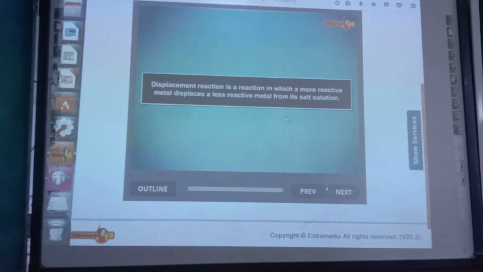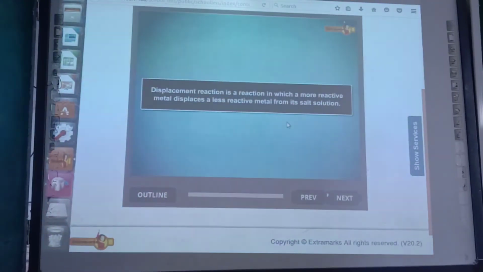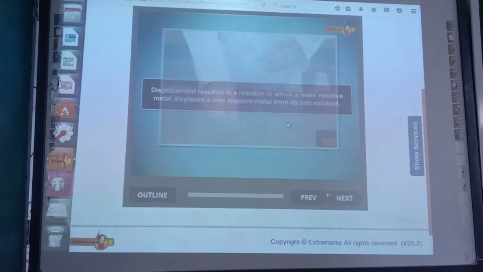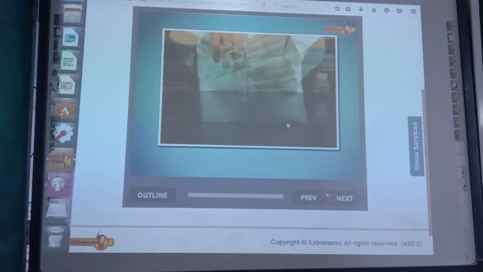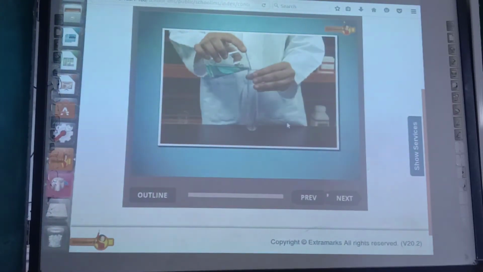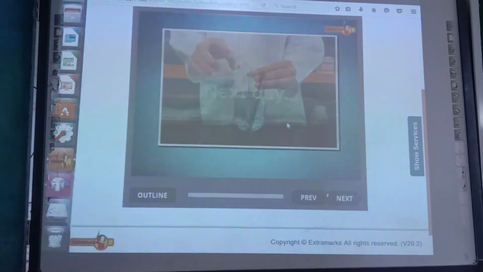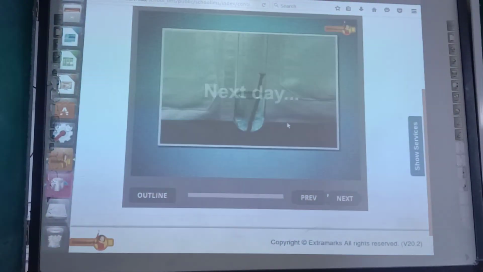Displacement reaction is a reaction in which a more reactive metal displaces a less reactive metal from its salt solution. Let us understand it with the help of an experiment. Take an iron ring in a test tube. Add small quantities of copper sulfate solution in it and leave it for a day. Observe it the next day. Did you notice any change?